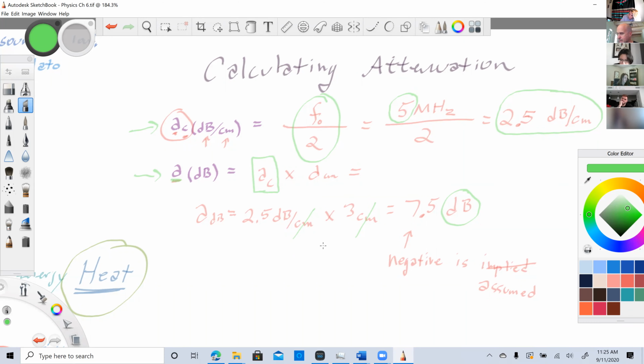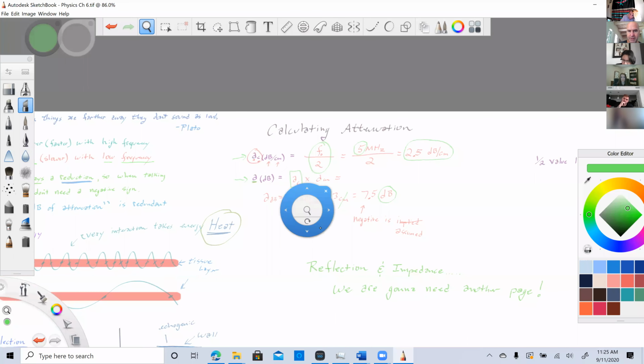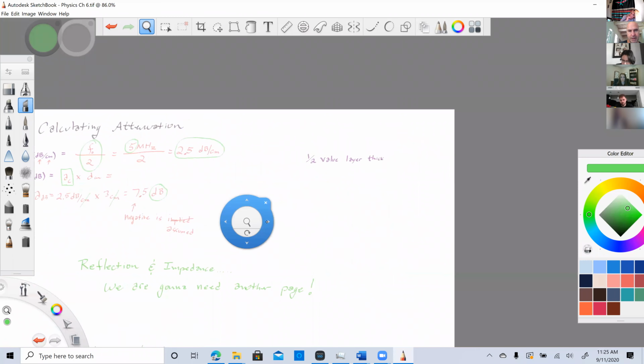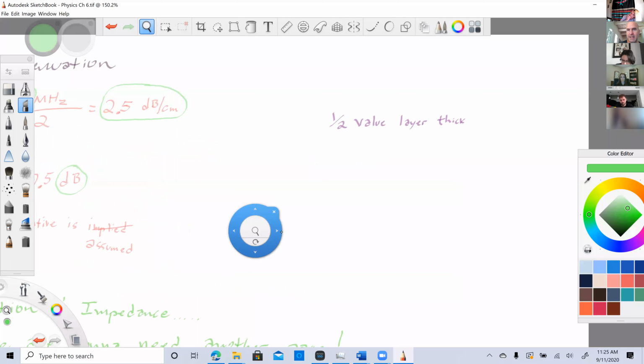1125. Okay, we're barely going to start on the second page. I do want to talk about half value layer thickness on this page. Did I have a, yes, little section. Oh, I really prepared for this, didn't I? I wrote it down. And I didn't even finish with the NESS.